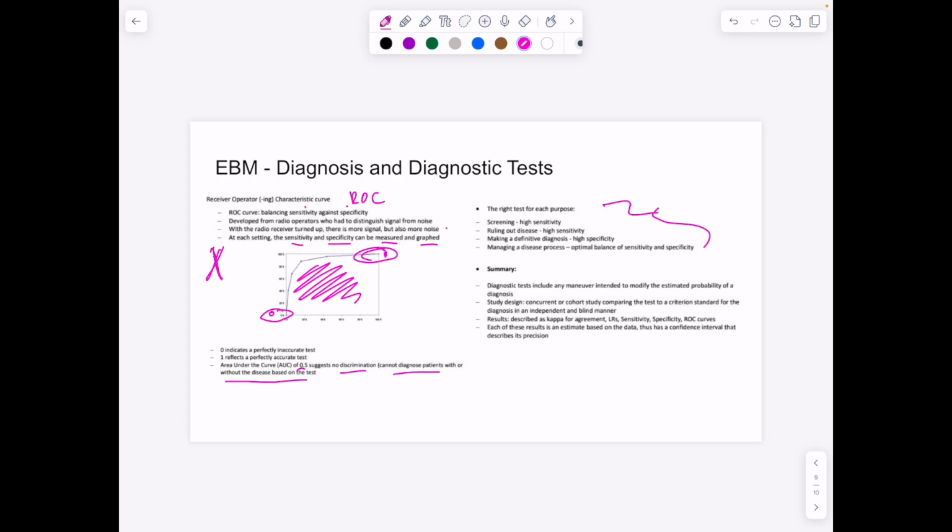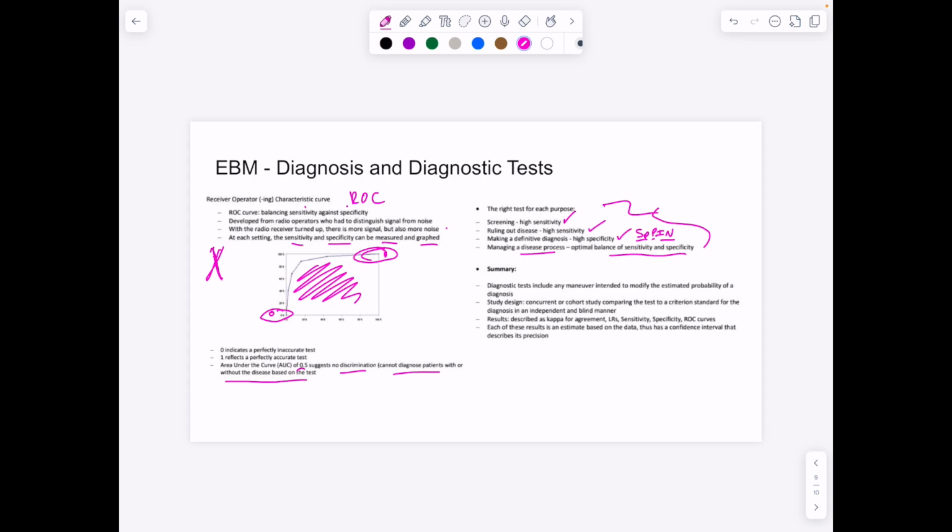But then just a quick summary, we had the right test for each purpose. Screening: you want to do high sensitivity, and again, SnNout, so sensitivity, if negative, rules disease out. Making a definitive diagnosis: high specificity, SpPin, specificity, if positive, rules disease in. Managing a disease process: optimal balance of sensitivity and specificity.